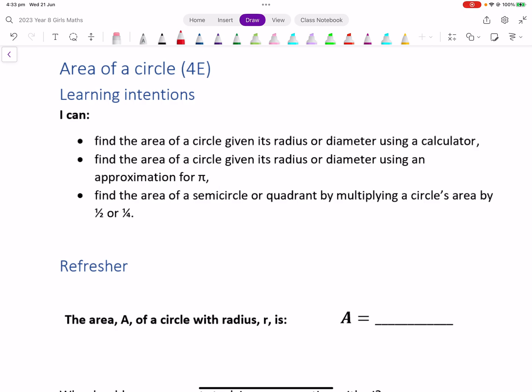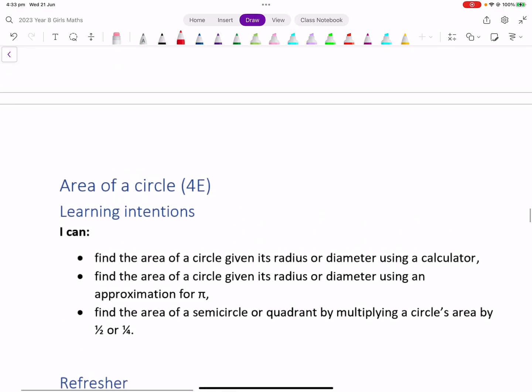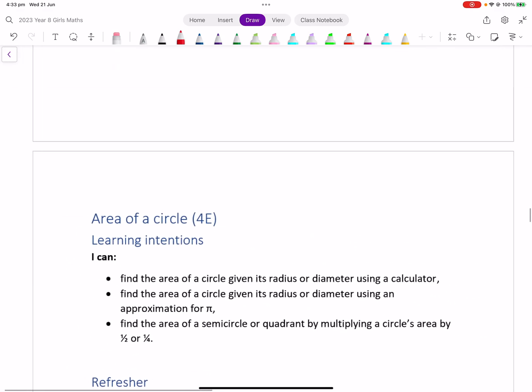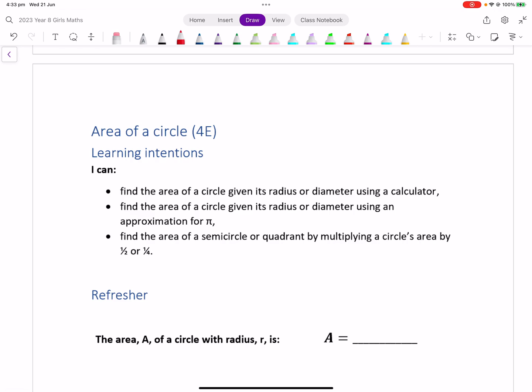But just before we do that, please make sure that you've got your measurement notes that Mr. Wang would have given you, and that you turn to this page here. Unfortunately, I didn't have page numbers on the notes, but you'll be able to find it. It's called Area of a Circle 4E. So pause the video now if you need to turn to the notes and have a pen at the ready.